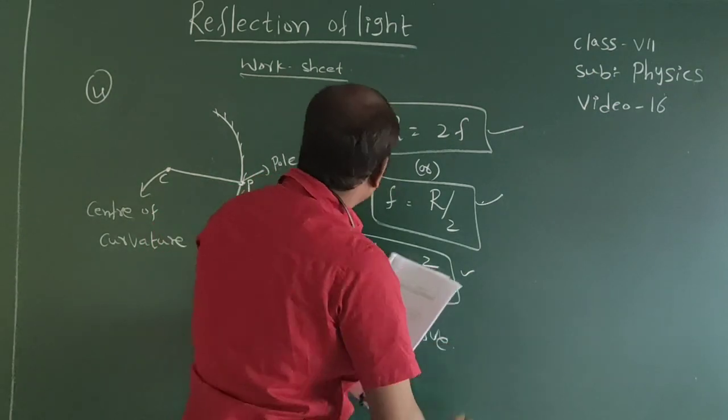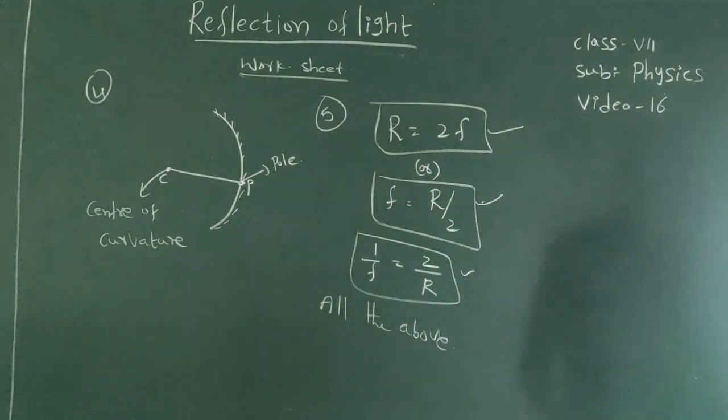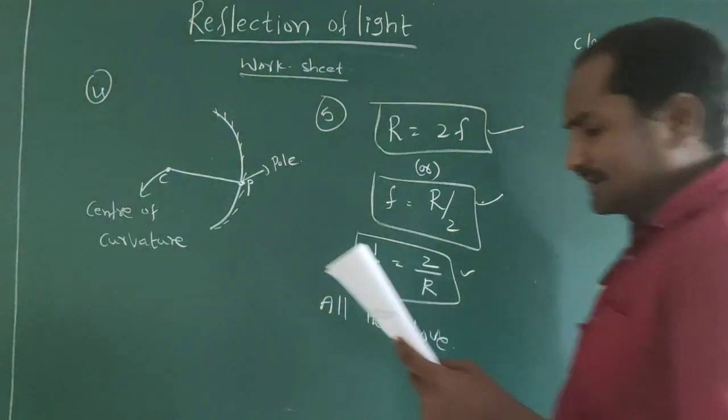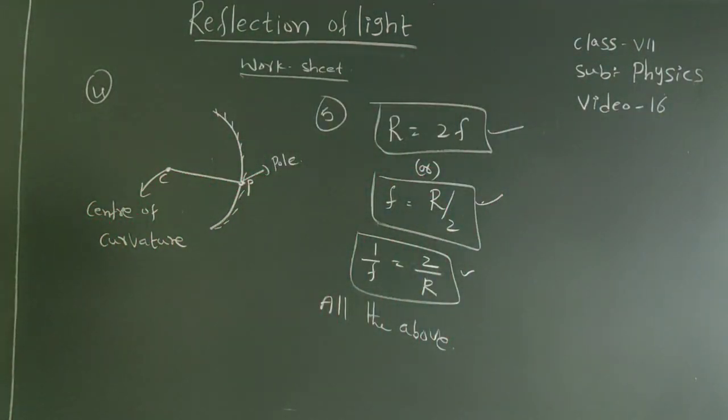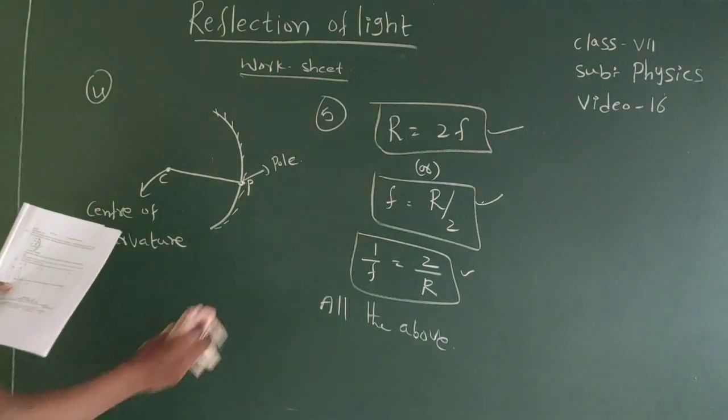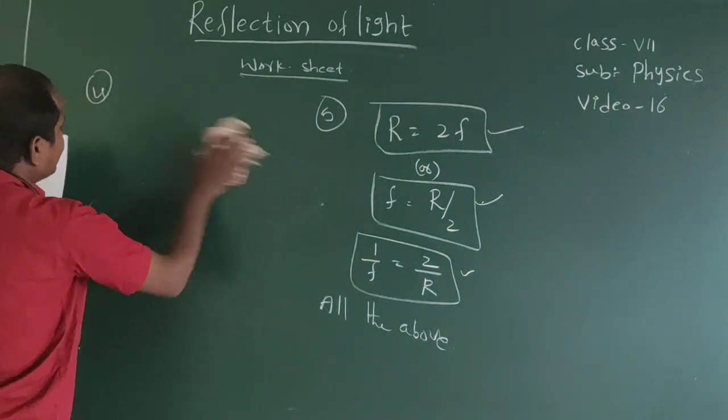It is question number 5. The relation between focal length and radius of curvature. Okay. Next, the ratio of radius of curvature to the focal length of a spherical mirror.